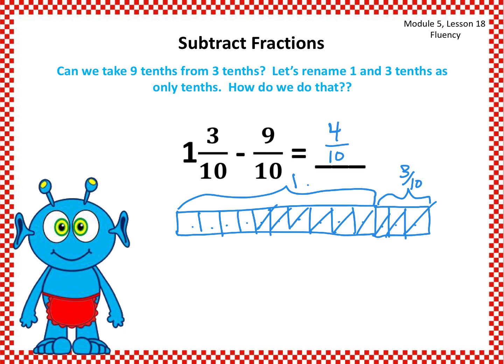We can check that by doing a number bond, and we can start with 1 3/10. And 1 would be 10/10. And we've got 3/10 left still. So that would give us 13/10 minus 9/10, which would give us 4/10. So there are 2 different ways that we've done that and come up with the correct answer there.